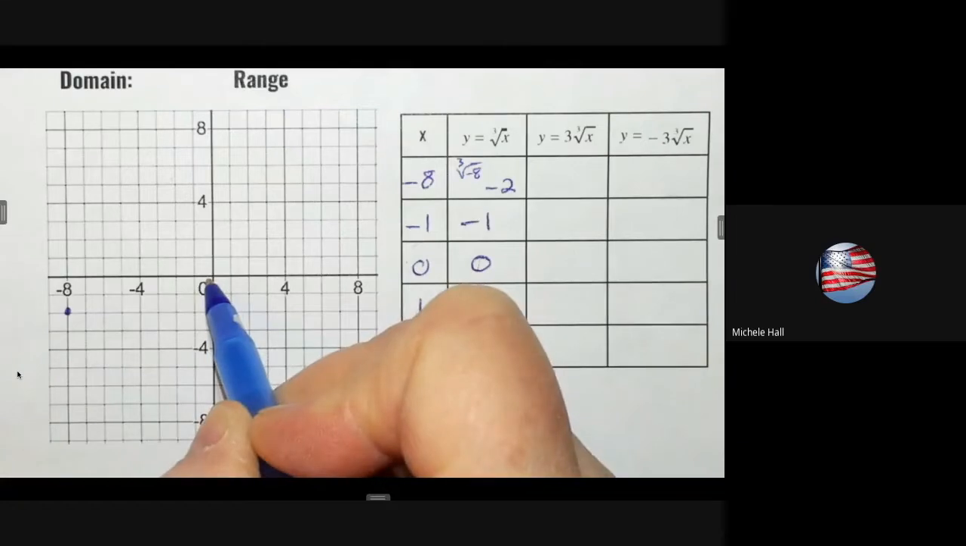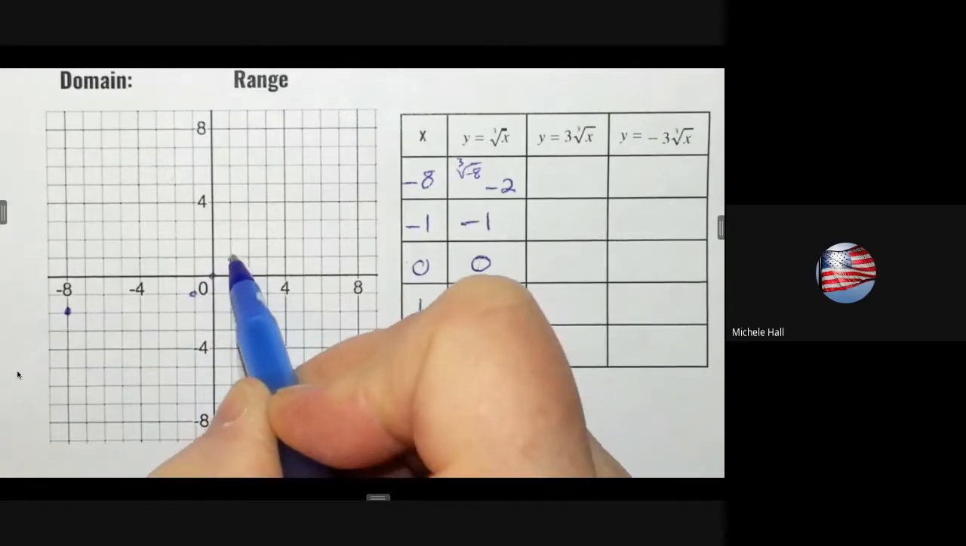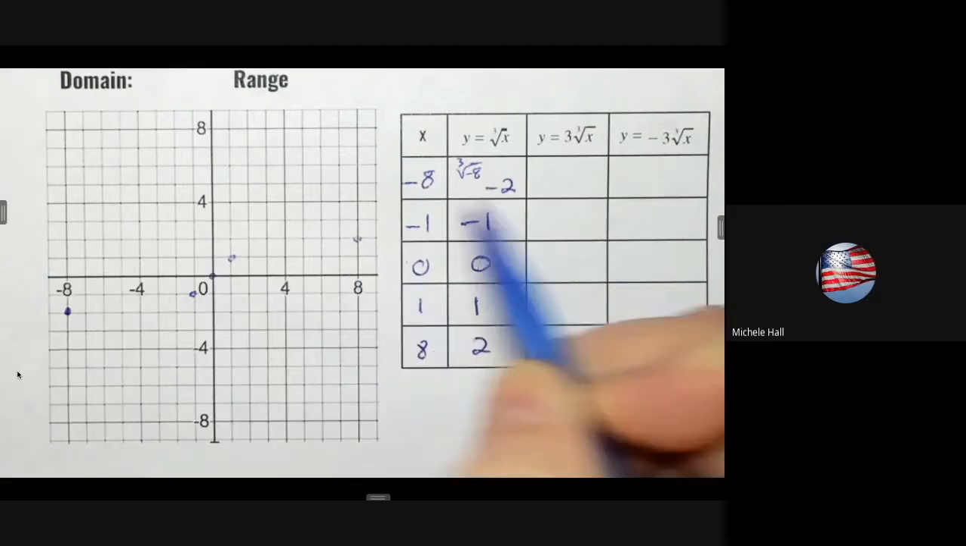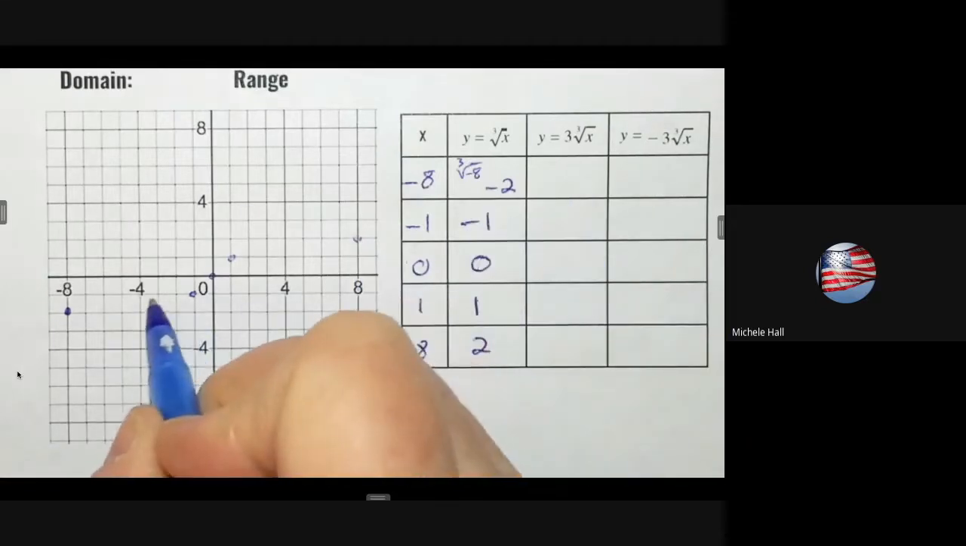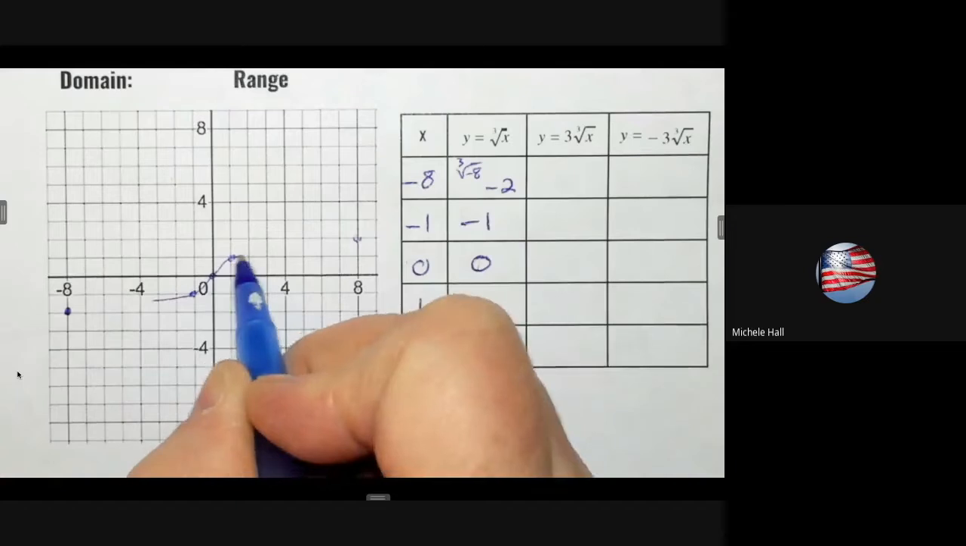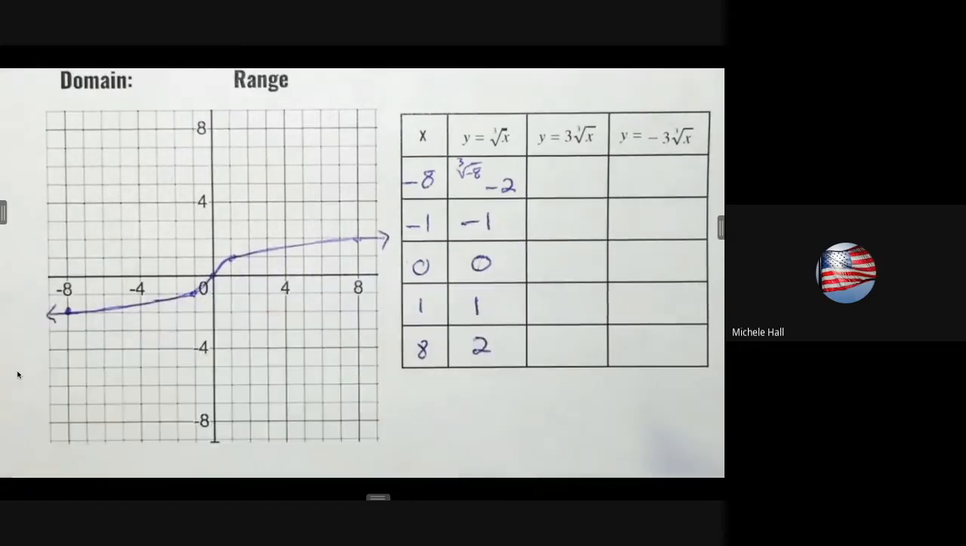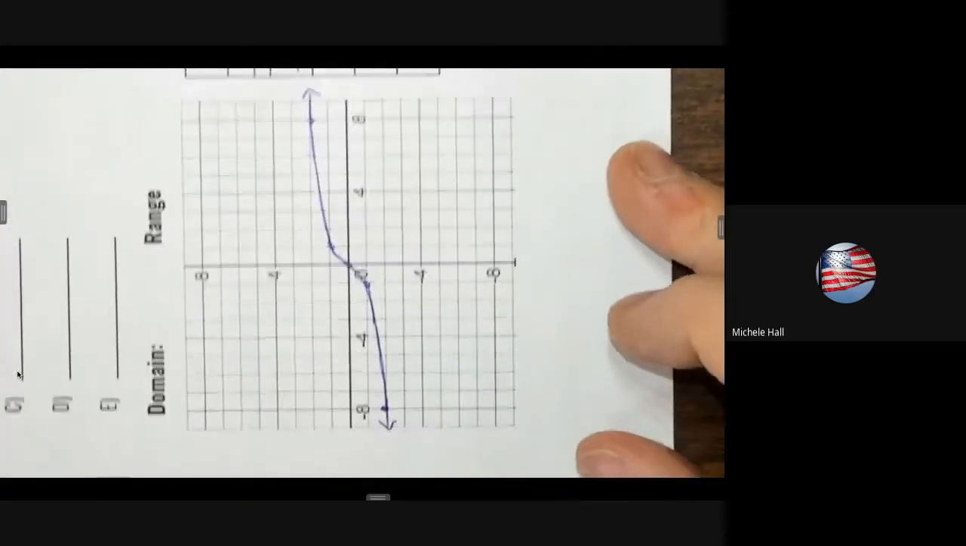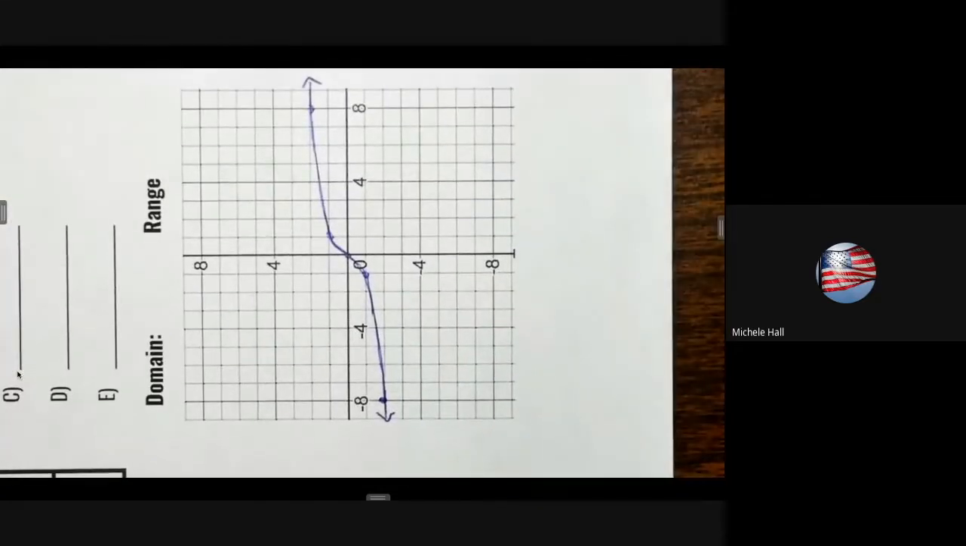-2, -1, -1, 0, 0, 1, 1, and 8, 2. It's coming in. It curves up and curves out again. And again, the cube root is similar to x cubed. If I turn it sideways, we would see that this would be a negative x cubed, left tail up, right tail down. And it has those same features of that little curve going on there.